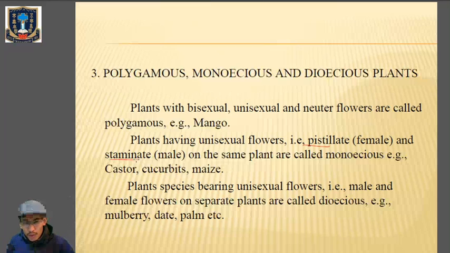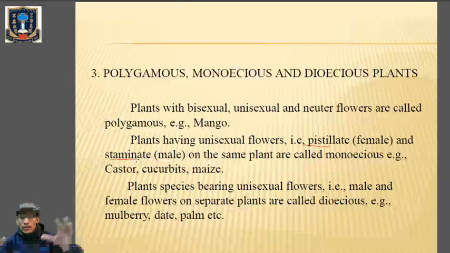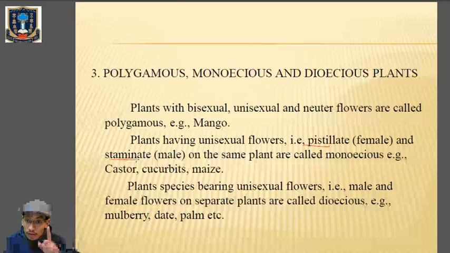The next one we learn about is the dioecious plants. They bear unisexual flowers, that is, in one particular plant we will find the male sex organ, and in the other plant we will find the female sex organ. That means they are present separately. So plant species bearing unisexual flowers, that is male and female flowers, on separate plants are called dioecious. If the male and the female flowers are present on the same plant, they are called monoecious.